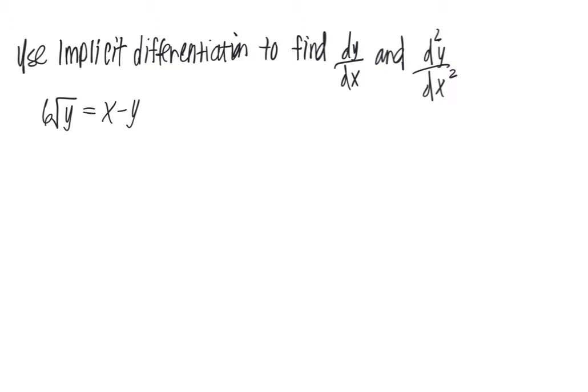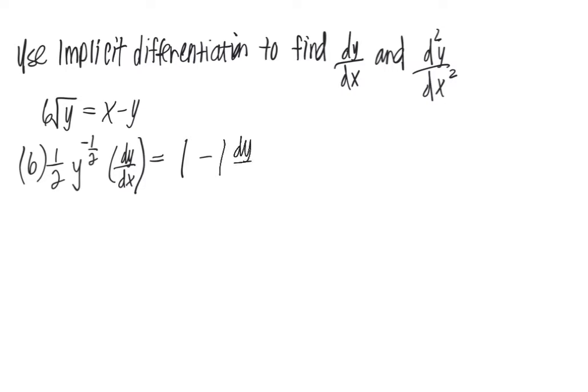6 square roots of y, the square root of y is the same thing as the 1/2 power. So 6 times 1/2 y to the negative 1/2. And since we differentiated y, it gets that factor of dy/dx behind it. Okay, and then the derivative of x is just 1. The derivative of negative y is negative 1, but again, it gets that dy/dx behind it.